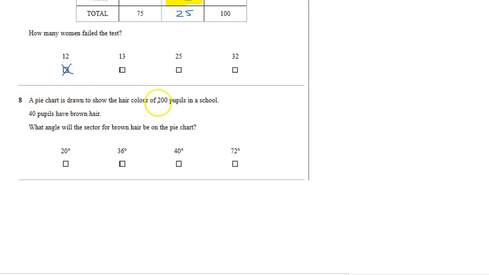Question number 8. A pie chart is drawn to show the hair color of 200 people in a school. 40 have brown hair. What angle will the sector of the brown hair be on the pie chart?